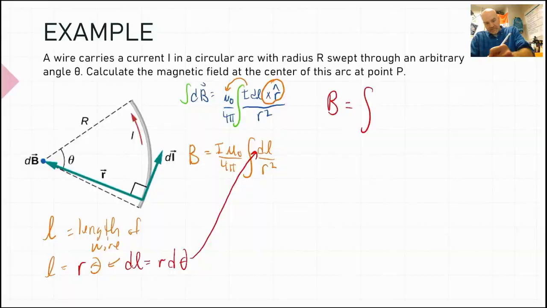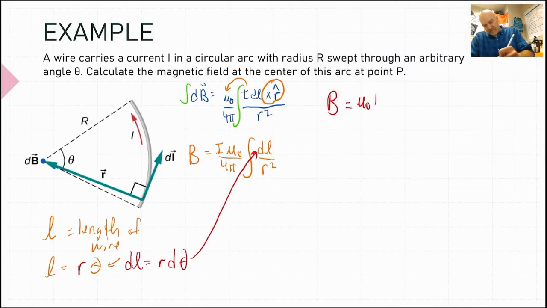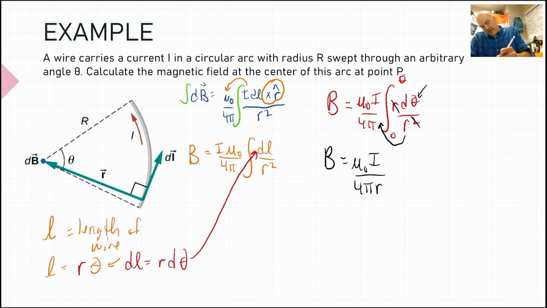So I get the integral. Oh, I always forget that first part. I just want to do integrals, right? Get it done. So it's going to be mu 0 I over 4 pi, the integral from 0 to theta of r d theta over r squared. Okay, so do a little cleaning of this up. That goes away, right? But r is constant, so I can actually pull it out front because our variable of integration is theta, not r. So now I have mu 0 I over 4 pi r, the integral of d theta from 0 to theta.